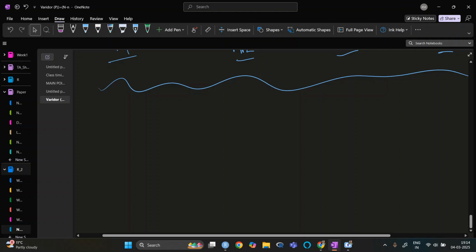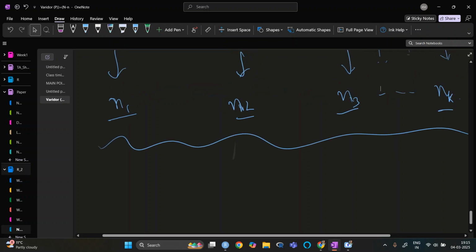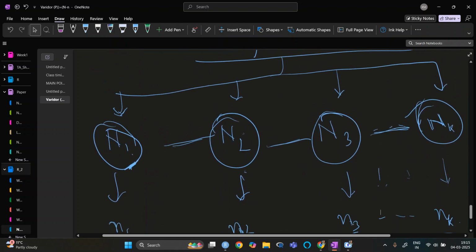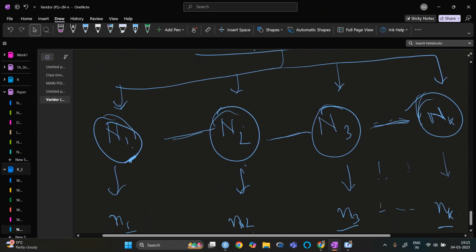Okay, so the next one is that we will see how we can find the mean etc. of these stratified random samples. Each one is called a stratum, and the whole one is called strata.